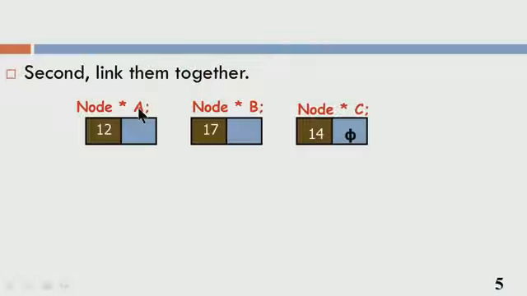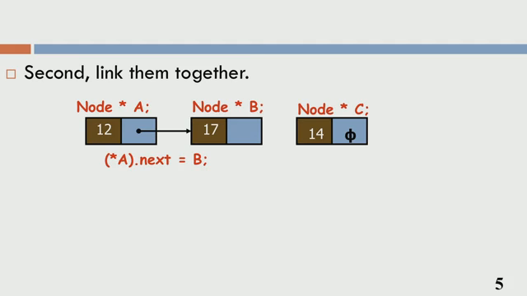Now let's say I have three nodes, namely A, B and C, and let's say that node A is supposed to have value 12, node B is supposed to have value 17, and node C is supposed to have value 14. We have data and what are called the pointers. What we are going to do is chain them together.